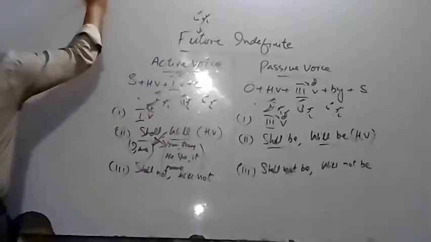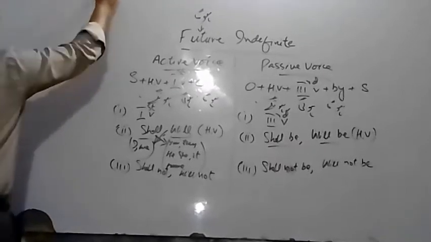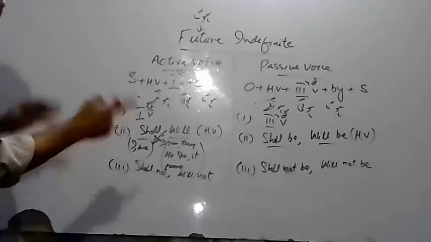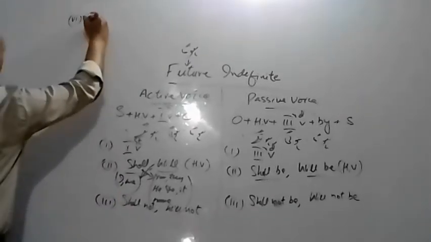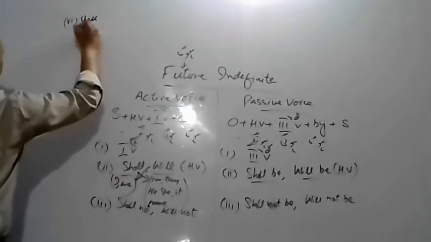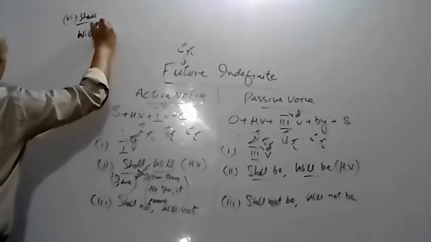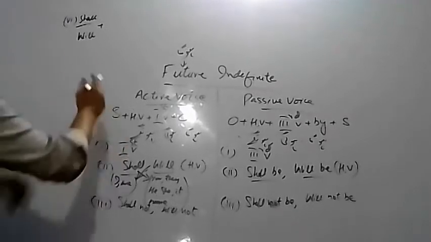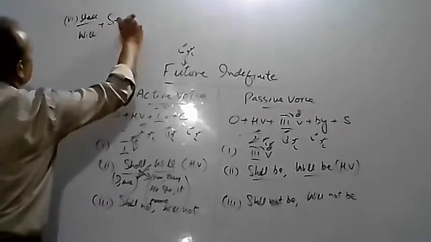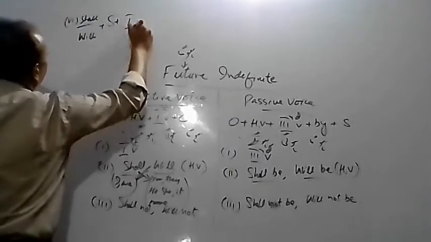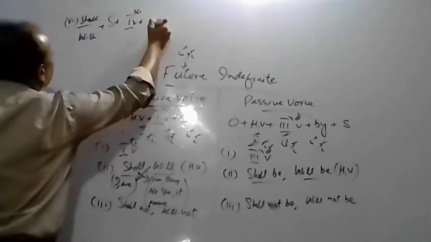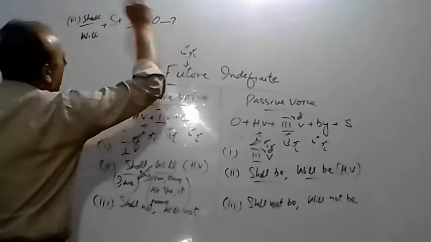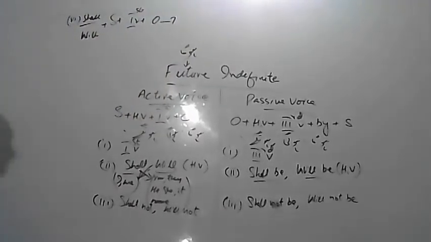To convert the sentence into an interrogative, what do we do? We know that we have to place a helping verb at the start of the sentence. So what do we have? We have two helping verbs here, shall or will. We will apply either one according to the requirement of the sentence. Shall, then subject, then first form of verb, then object. And in the end we place what? We place a question mark.